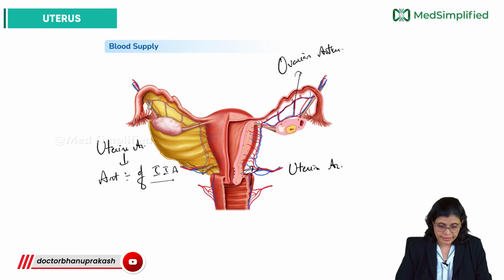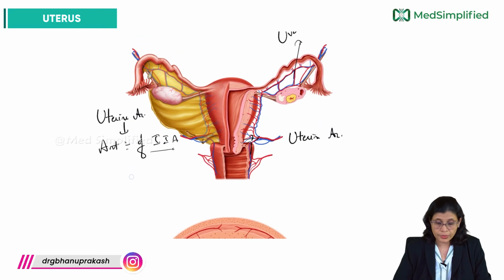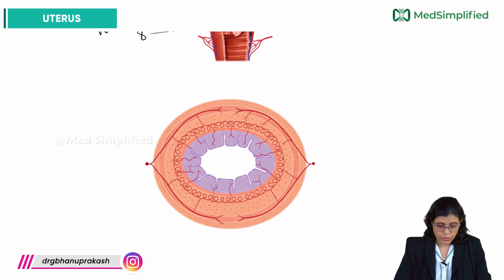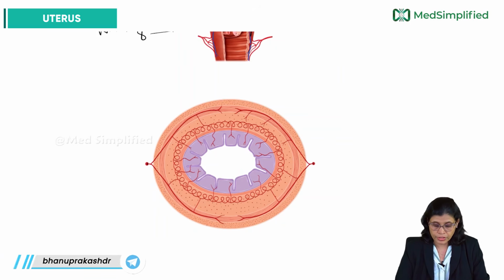It ascends along the sides of the uterus, and at the superolateral angle of the uterus, it will turn laterally, where it will anastomose with the ovarian artery. Now let us see how it supplies the uterus, close to the cervix. After crossing the ureter, it will give cervical branches, vaginal branches, as well as ureteric branches, which supply the ureter also.